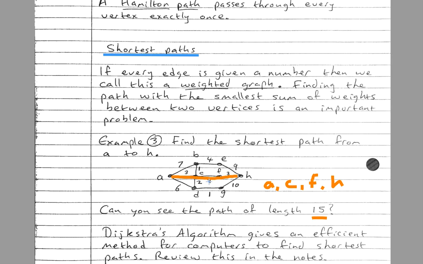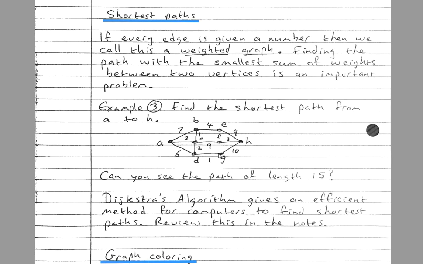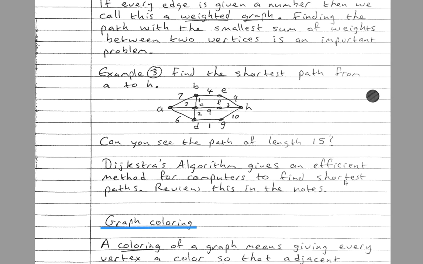And has length 15. All right, so that's what we're looking at in this section. We studied Dijkstra's algorithm, so that gives an efficient method. It's a bit awkward doing it by hand, but it's certainly easy to program, and it finds the shortest path. So yes, I do review that Dijkstra's algorithm in the notes.